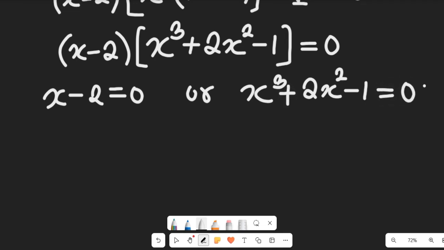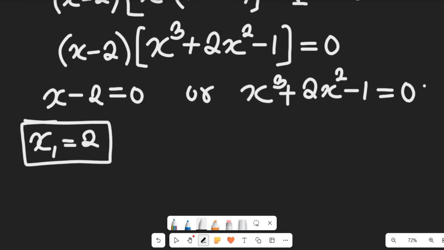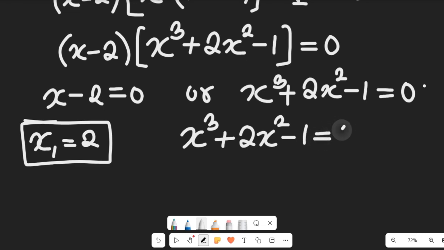So at this point, I can find out that adding 2 to both sides, my first value of x, x1, will be equal to 2. And that's the first value of x. And this other expression will give me a polynomial, which is x to the power of 3 plus 2x squared minus 1 equal to 0. So how do we solve this?